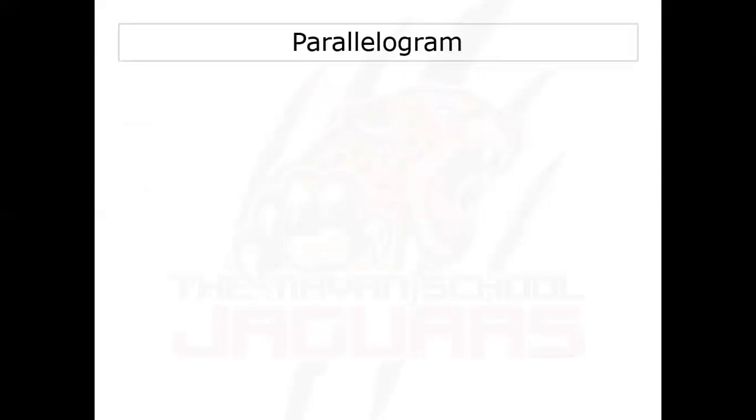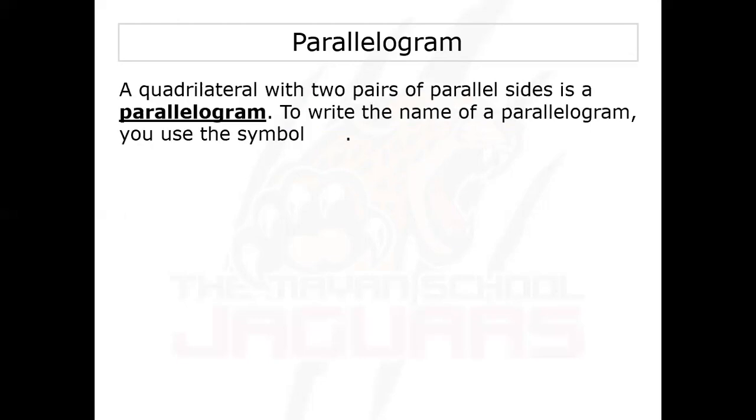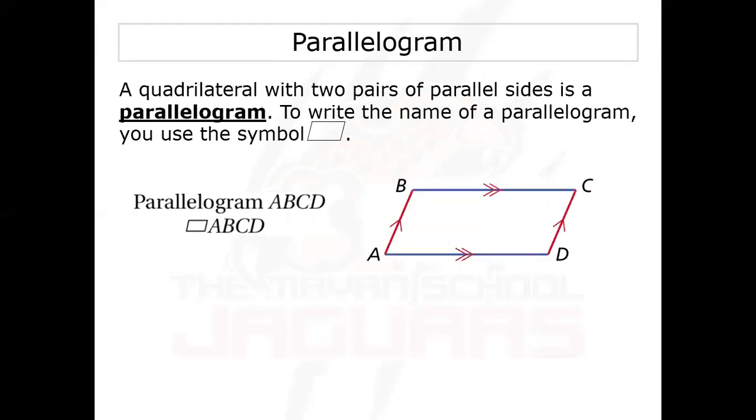So let's begin with the basics, which is to be clear on what a parallelogram is. I know that you have an idea what a parallelogram is, but here we have the formal definition. A quadrilateral with two pairs of parallel sides is called a parallelogram. If we want to write the name of a parallelogram, we can use this symbol. When you see this symbol, we can say that it's a parallelogram. So here we have parallelogram ABCD in words, or just with the symbol in front of the letters ABCD.